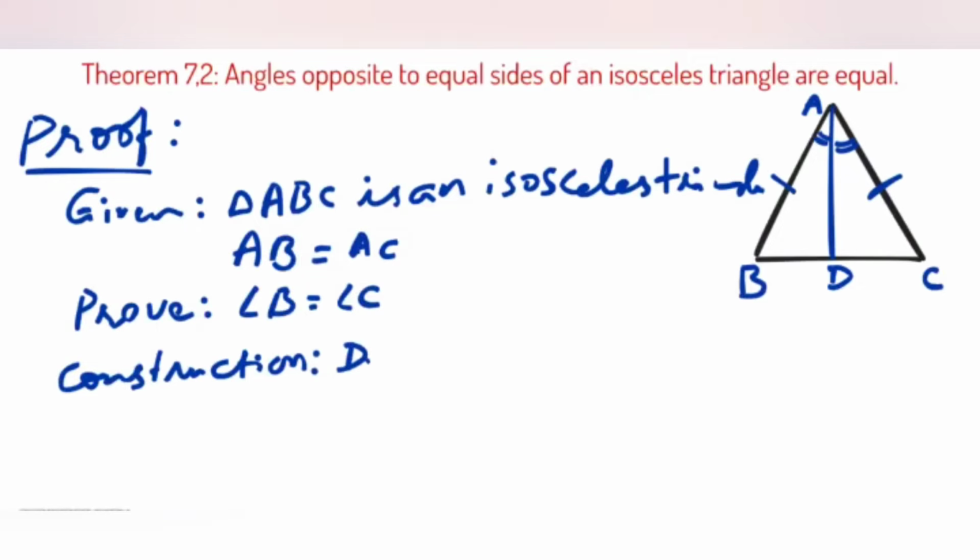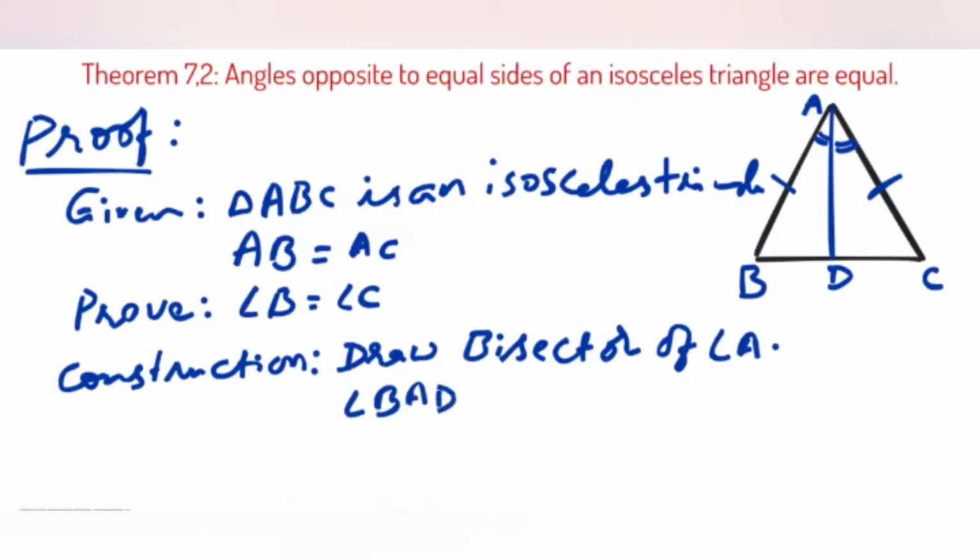So let us write: draw the bisector of angle A. Because of this bisector, what are the two angles? Angle BAD is equal to angle CAD. Those two angles I marked are equal. Now if you observe here, you have two things which are equal: AB is equal to AC, which is given, and because of your construction, angle BAD and angle CAD are equal.